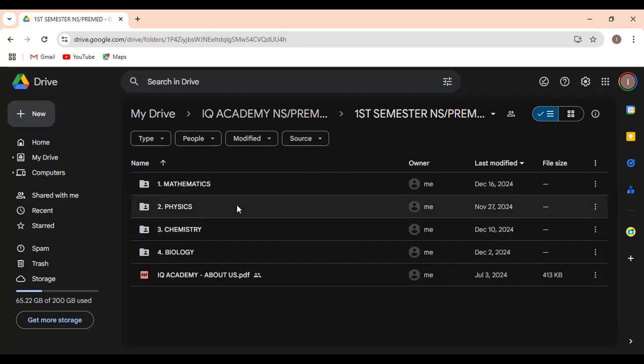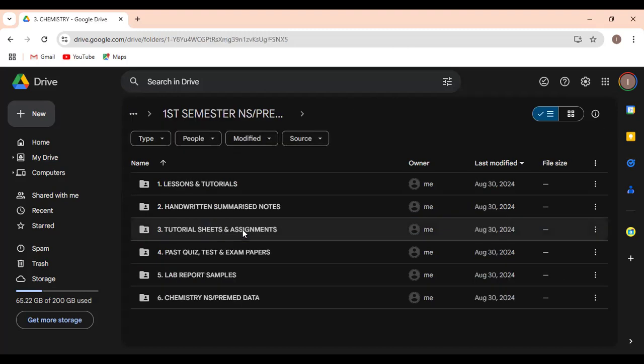I don't know if you guys saw it. We have 4 courses there that we offer. So there's math, physics, whatever. You can go into any subject that you want among these 4. For example, if you go into chemistry, you'll find these 6 folders there.